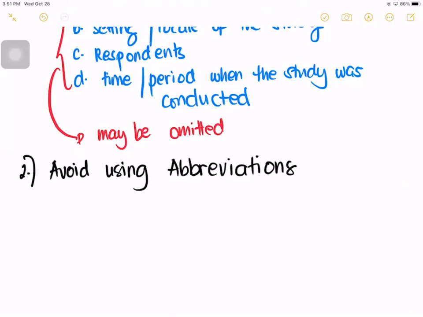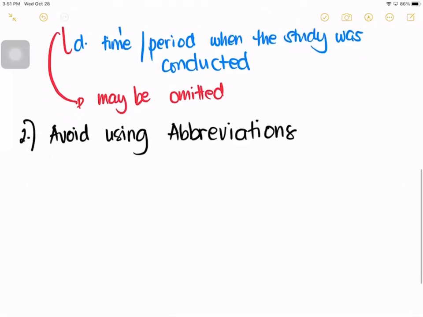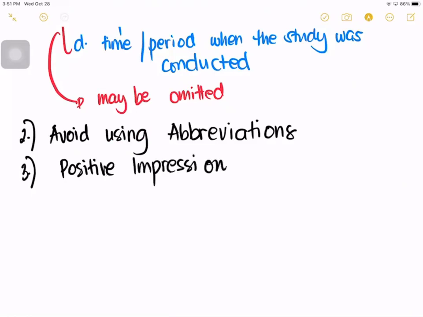Number three, you have to use words that create a positive impression. Positive impression is really important. So it should be a positive impression, but remember that your title should be neutral. I would like to emphasize this one. What do we mean when we say a title should be neutral?